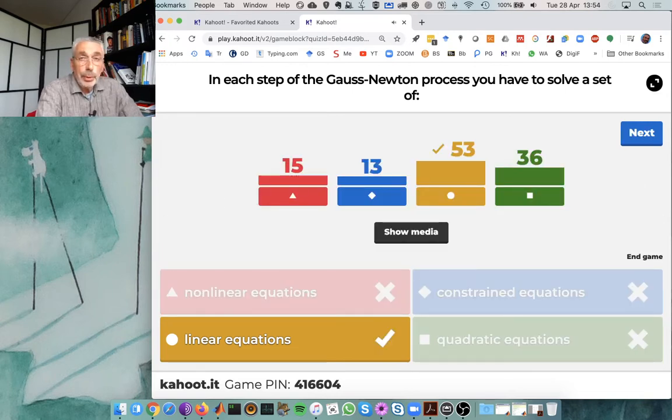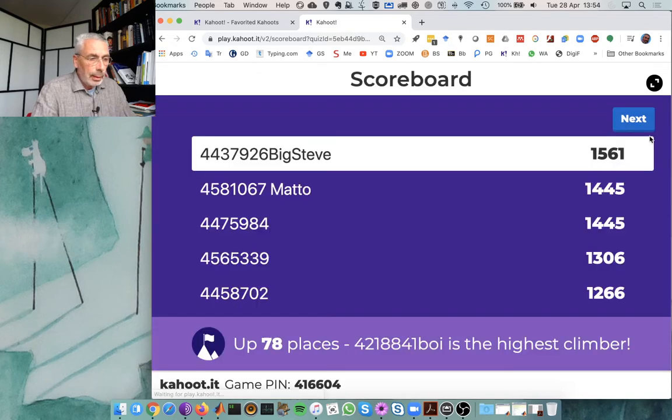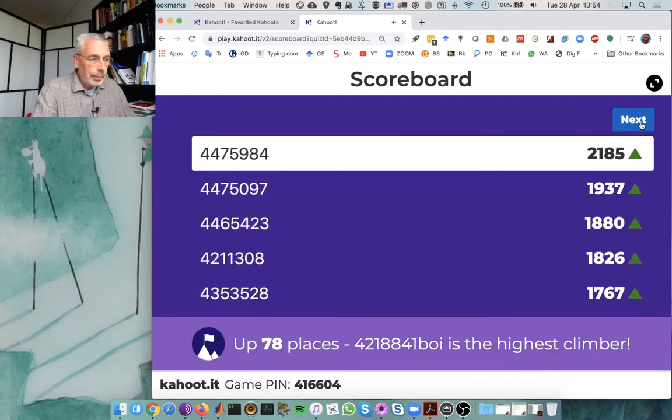Indeed, the majority is right. So in each incremental step, you have to solve a set of linear equations. Of course, the whole problem is usually nonlinear, and you do have constraint equations, but the thing you have to solve is just a set of linear equations. Okay, next question.